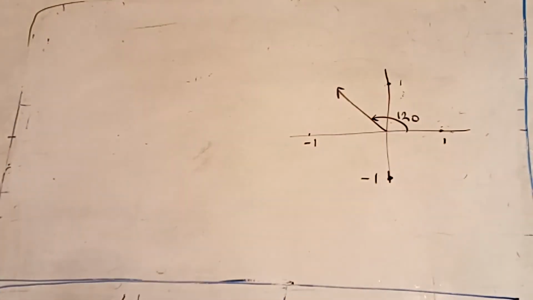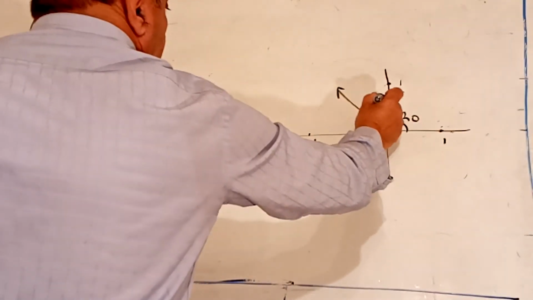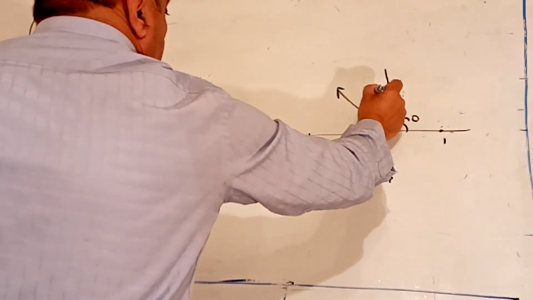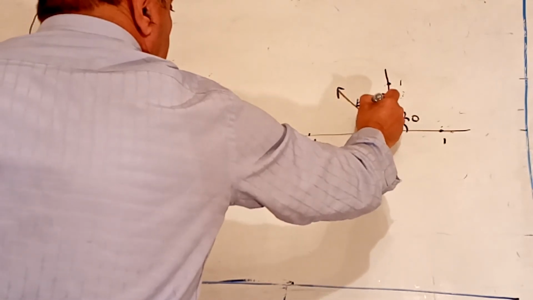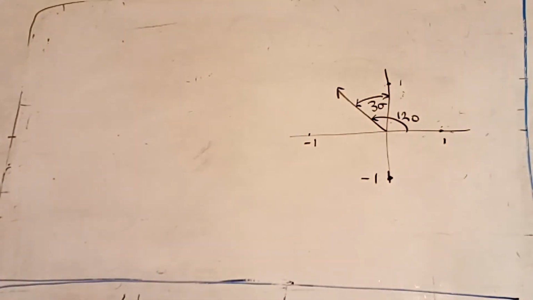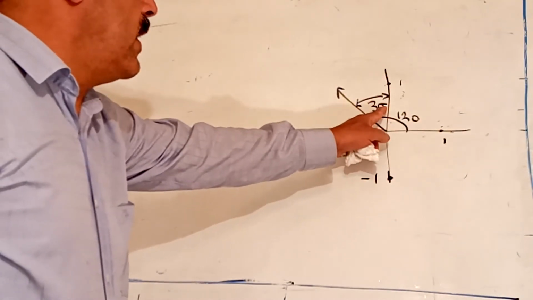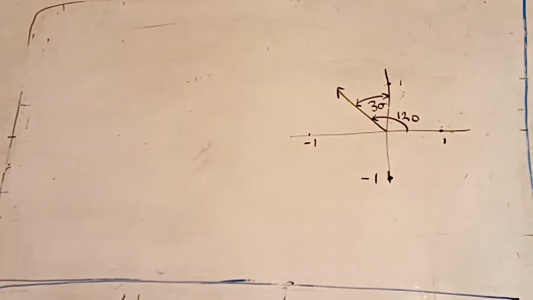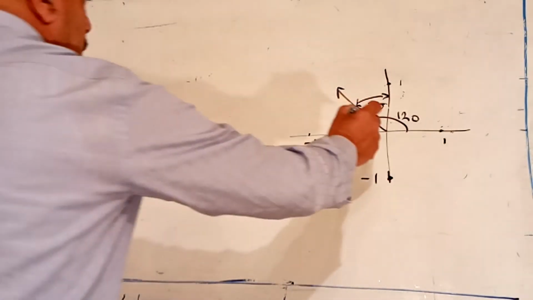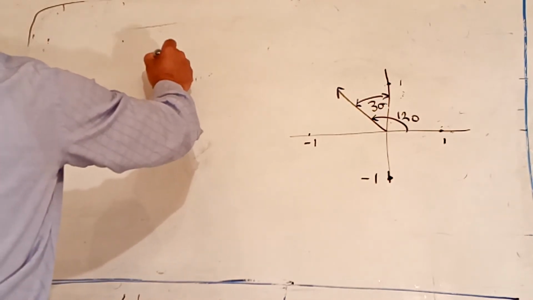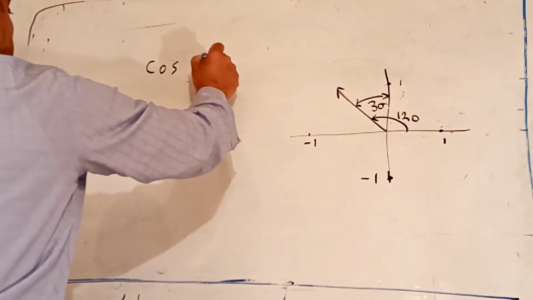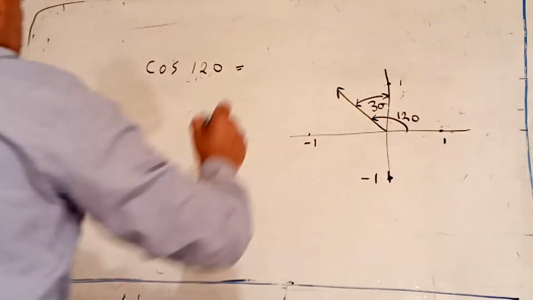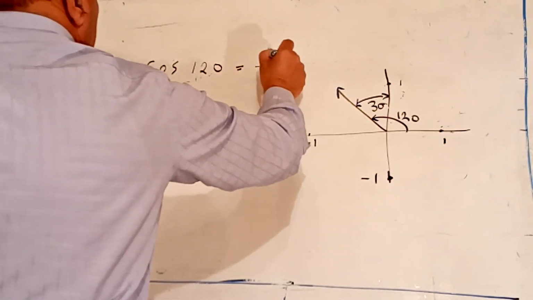So how much is this angle, guys? This angle here, between the y-axis and the hypotenuse, is 30. This is 90 plus 30, that's 120. Let's consider this now. On your calculator you press cosine 120. If you do it in your calculator, it will be minus 0.5.